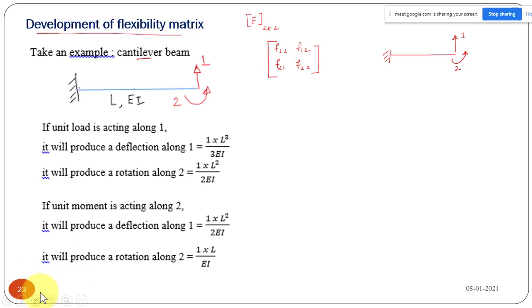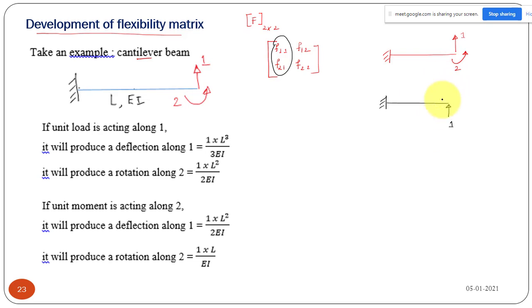Now we can derive the first column of the flexibility matrix. What to do? This is my cantilever beam. To get the first column, what I have to do is apply a unit force. The degrees of freedom are given: this is translation 1 and this is rotation component 2. That is already given. So to get the first column, I have to apply a unit force in the same direction.